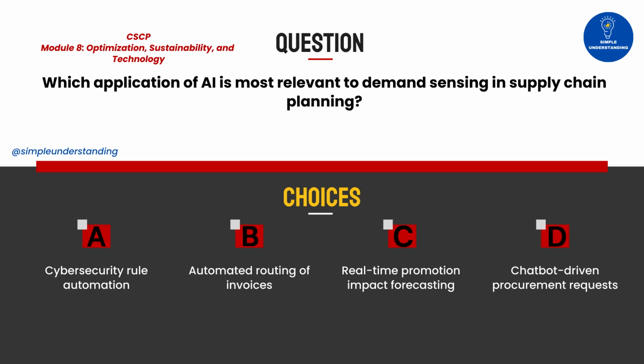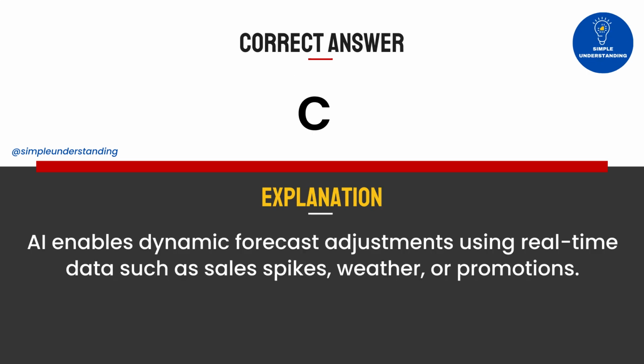11. Which application of AI is most relevant to demand sensing in supply chain planning? A. Cybersecurity rule automation. B. Automated routing of invoices. C. Real-time promotion impact forecasting. D. Chatbot-driven procurement requests. Correct answer: C. Explanation: AI-based demand sensing uses real-time inputs like promotions and weather to refine forecasts rapidly.